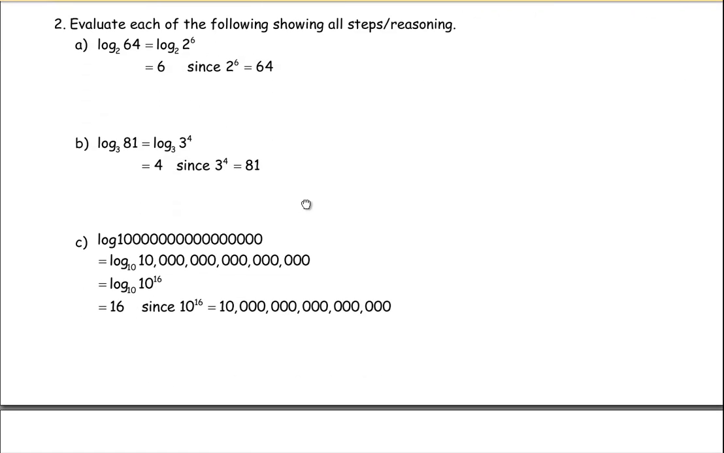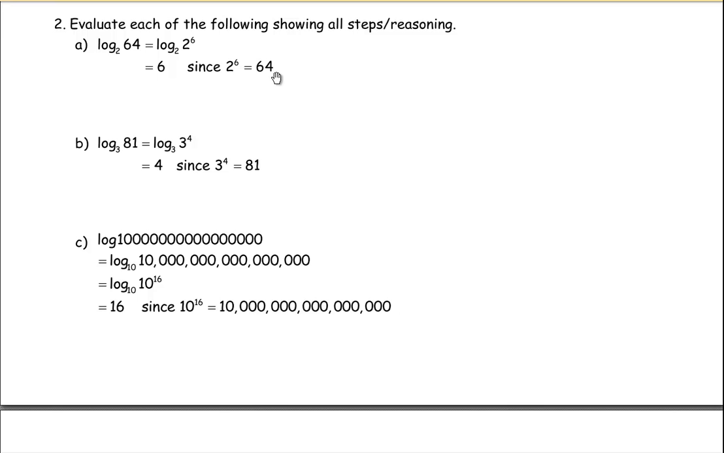Flipping down to question number 2, we're asked to evaluate each of the following, showing all steps of reasoning. So the question was, what's the log of 64 base 2? And we can use that power rule. If you can write the 64 as a power of base 2, and so 64 actually is 2 to the power 6. If the base of this power and the base of the logarithm are the same, then that just equals the exponent on that power. So that would equal 6. Also, another way to show that this is correct is 2 raised to the power of 6 does equal 64.